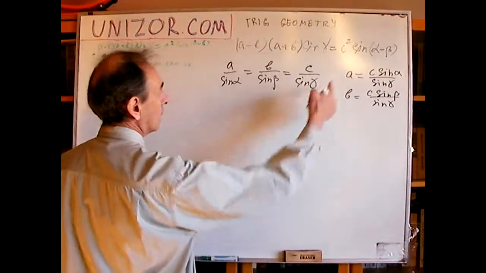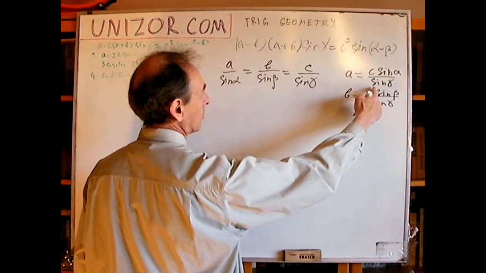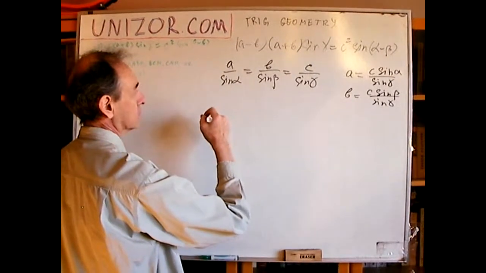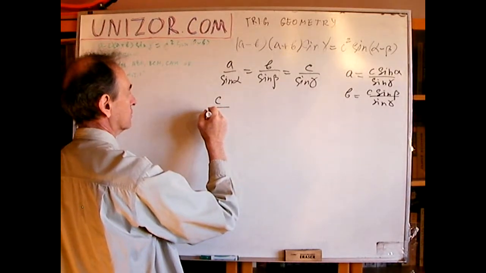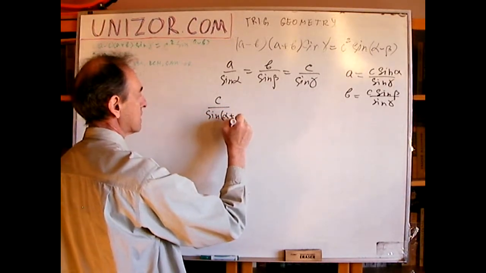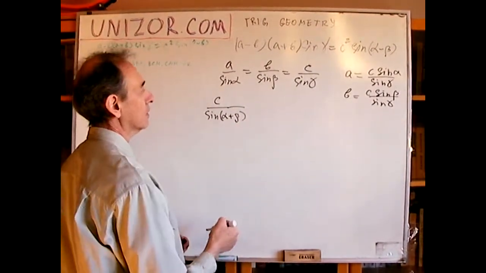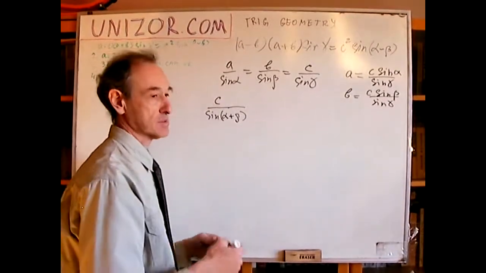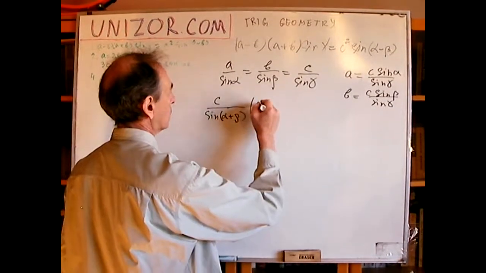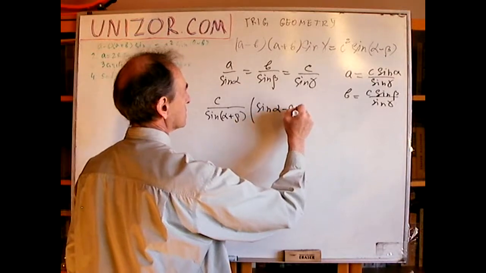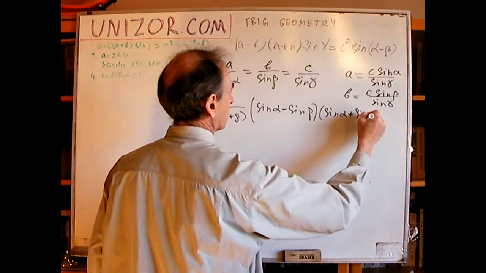Okay. Alpha minus beta and alpha plus beta. Well, obviously, c over sine of gamma, I can factor out of the parentheses, and I will have c divided by sine of gamma, which now I will replace with sine of alpha plus beta, as you know, right? Since alpha plus beta is pi minus gamma, or gamma is equal to pi minus alpha plus beta, and sines are the same. Inside I will have sine alpha minus sine beta times sine alpha plus sine beta.